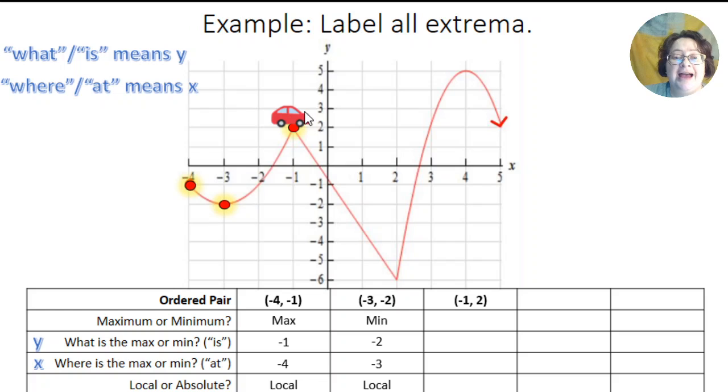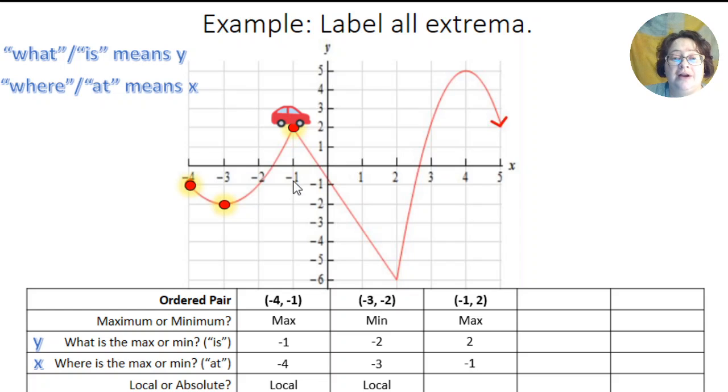Now, this is a high point. My car is on top of this graph right here. Everything's below it in this area, so it's a maximum. And what is the maximum? So how high is it? It is at 2. That's our y value. Where is it? That's our x-axis, -1.